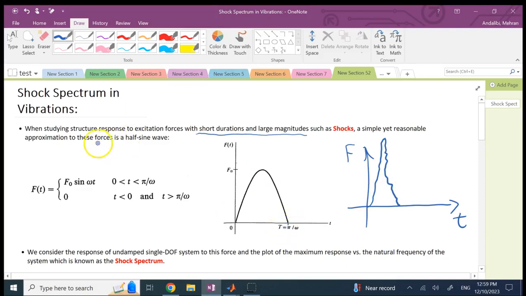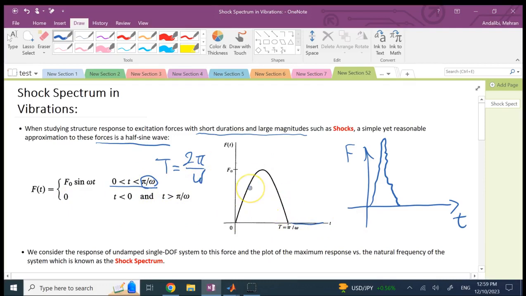Okay, so here we have a half sine wave where f of t equals f naught sine omega t. F naught is the magnitude of the input, and t only goes between 0 to half of the period. Remember, period T is 2 pi over omega, so half of that, pi over omega, is half of the period where the signal extends, and after that it just becomes 0.